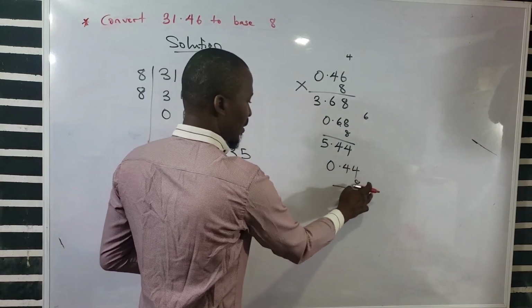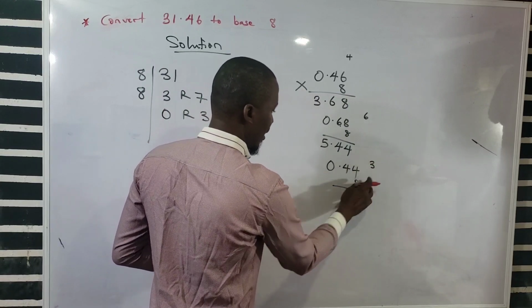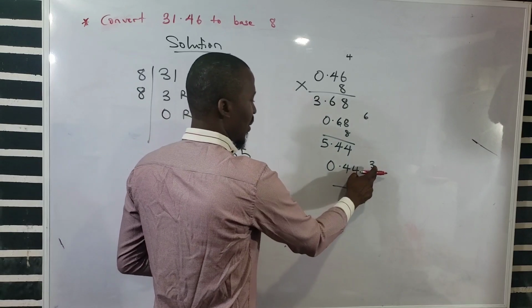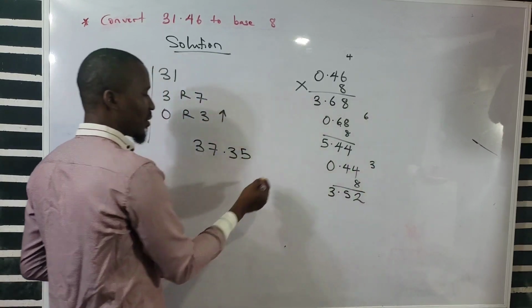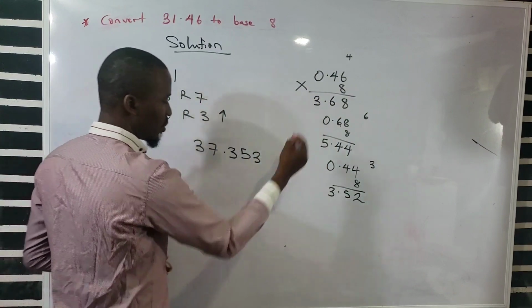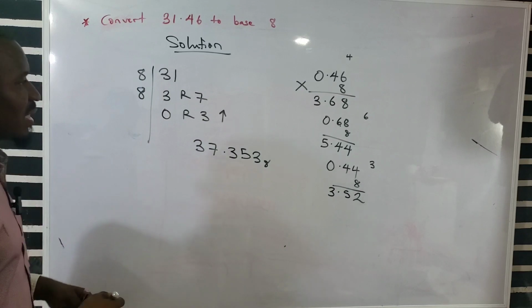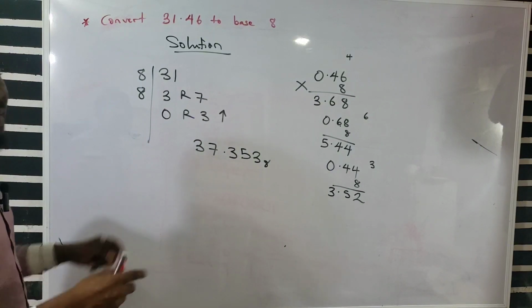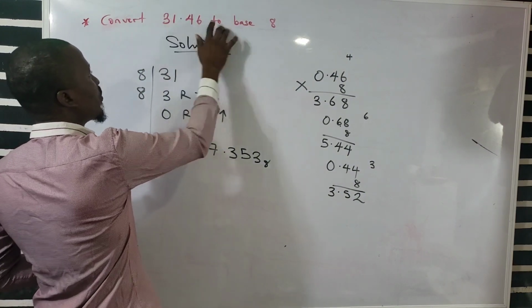So 4 times 8, that will give us 32. You write your 2, take 3. 4 times 8 again, you have 32 plus 3, you have 35. So we have 5 here and you have 3. So you extract your 3 and write here. So you keep going like that, but we have gotten up to 3 decimal places, so we can decide to quit at that point.